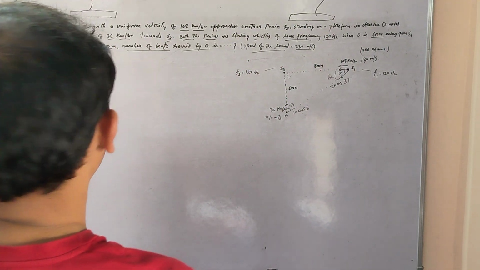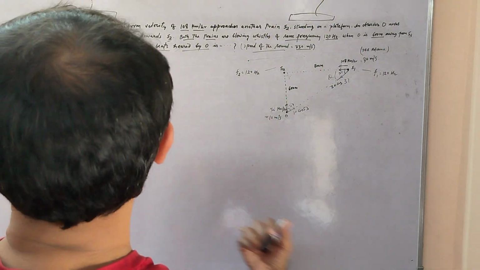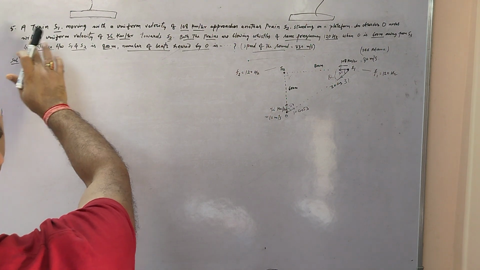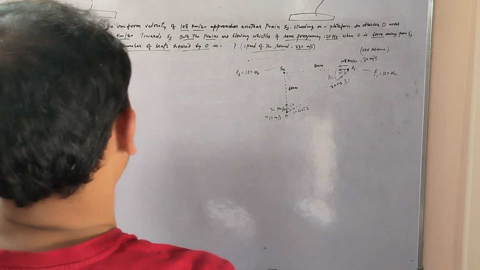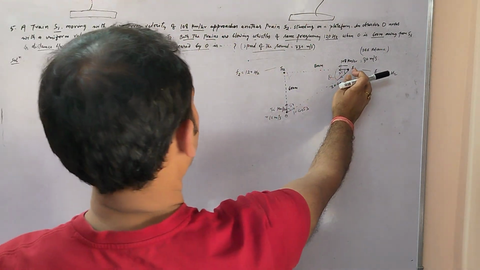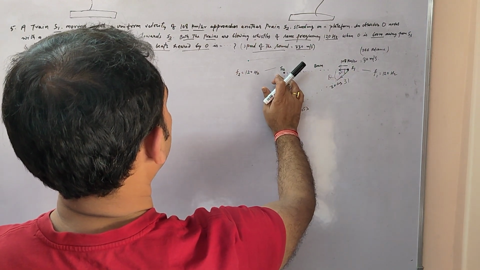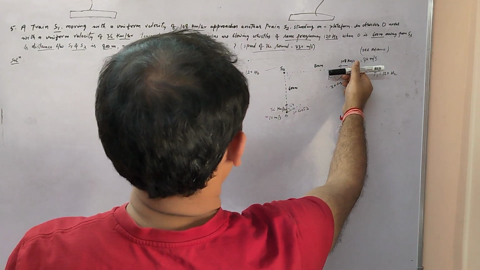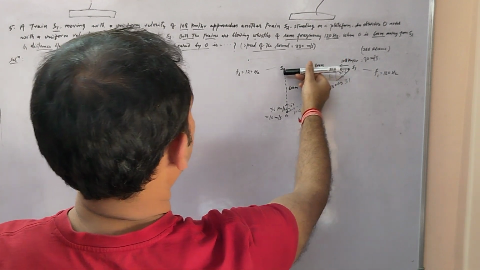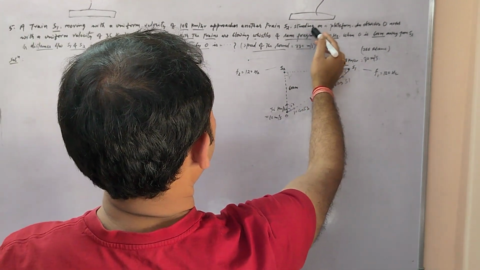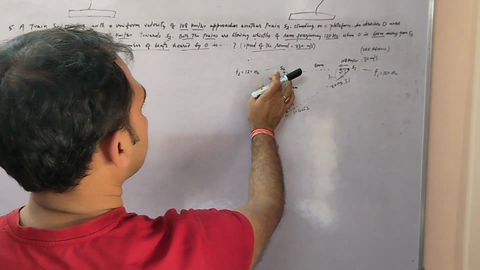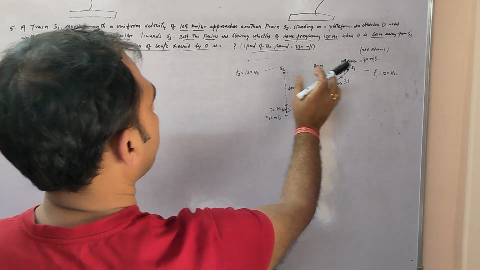So again a very interesting question from JEE Advanced. Question says a train S1 moving with a uniform velocity of 108 km per hour approaches another train S2 at 10 km per hour towards S2. S2 is standing stationary on a platform.